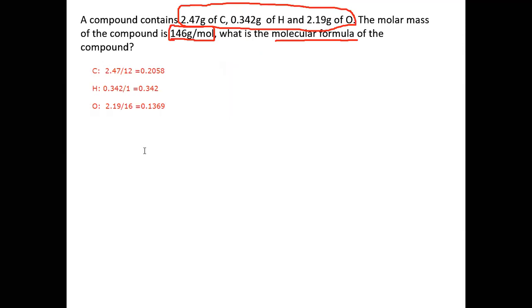So now we have the moles of each element. We're going to divide by the smallest number to get the ratio. So here the smallest number is oxygen. So we're going to divide everything by the moles of oxygen to get the ratios.